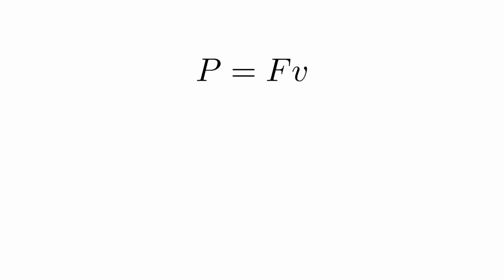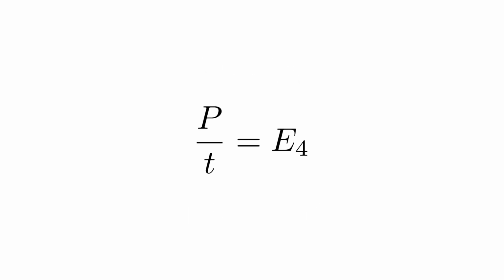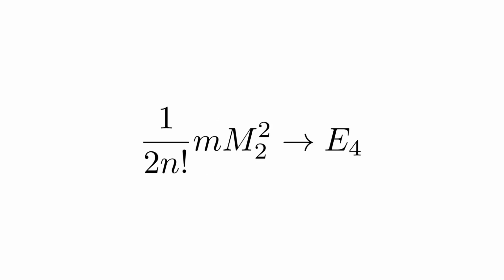Force is related to power by P equals Fv, so the power depends on the force and the velocity of the object. But since the velocity changes linearly with time, since the object is accelerating, the power needs to change. So the answer needs to have units of power divided by time, which is the energy of order 4. And if we find the kinetic energy for an object with a motion of order 2, we get an energy of order 4.